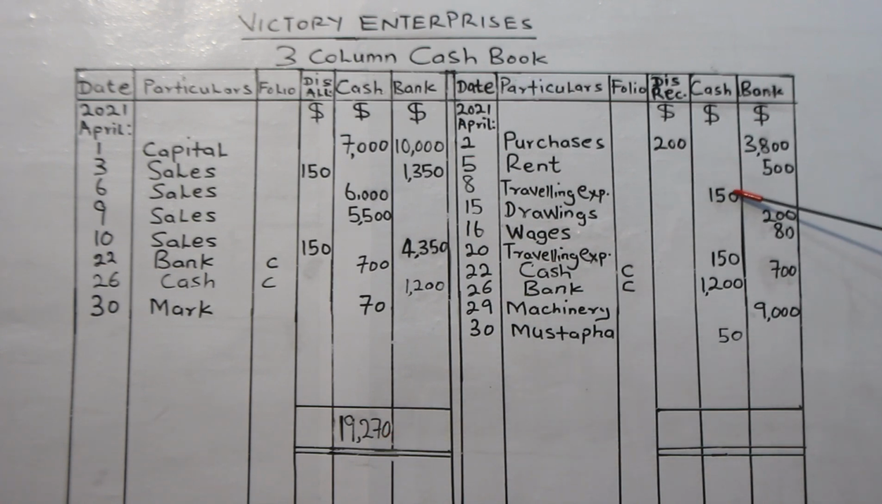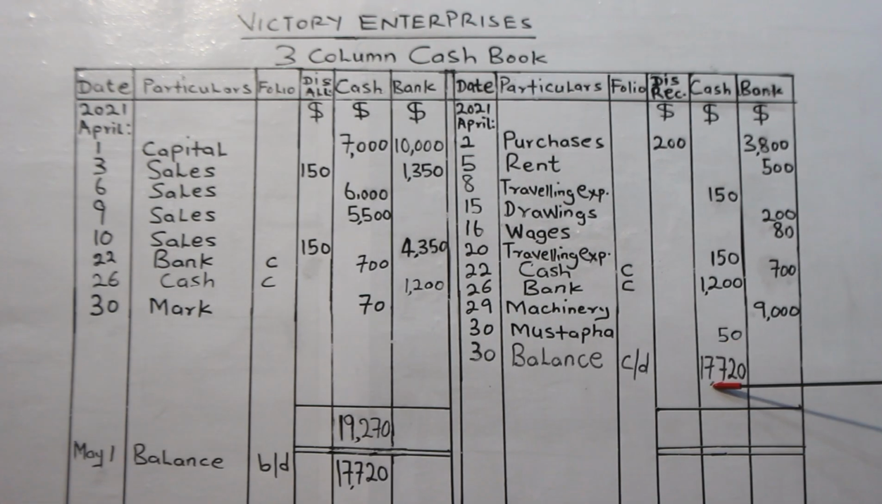Then less total cash paid out, that is 19,270 minus 150 minus 150 minus 1,200 minus 50. That gives us $17,720, which becomes the balance carried down for 30th April 2021. It represents the cash that the cashier will bring out for balancing at the end of the month.